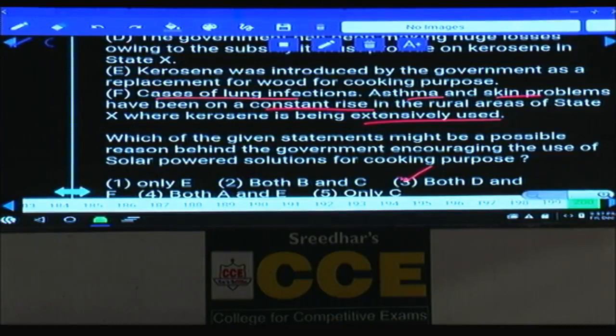Clear now? Now this is about paper number 26, question numbers up to 200. Yes, anything else to be discussed in this paper?